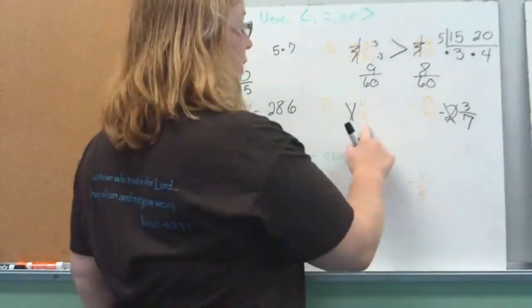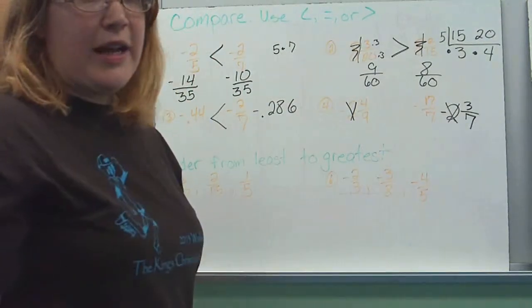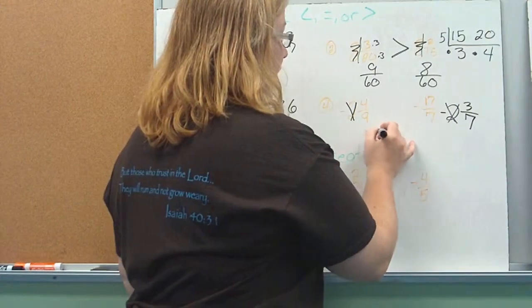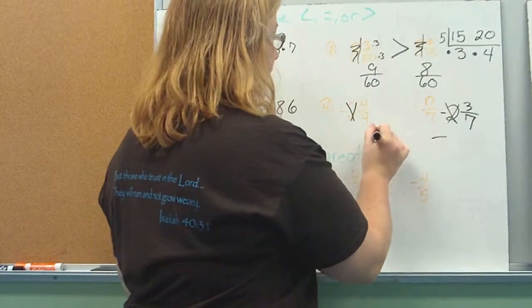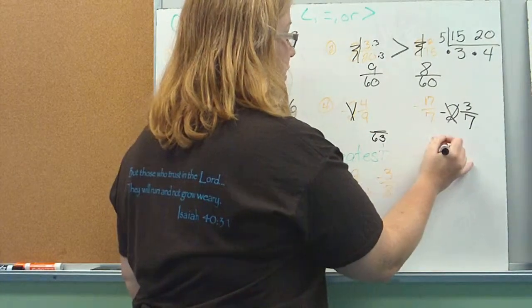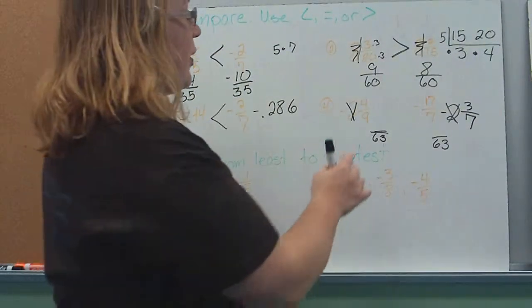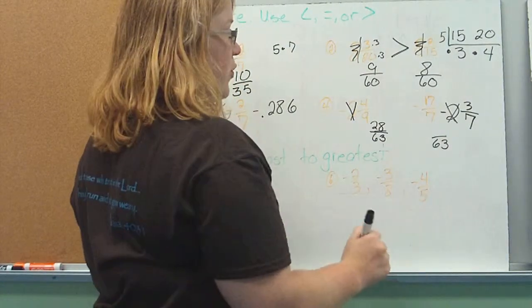So again, we want to look for our least common multiple between 9 and 7. I notice 9 and 7 don't have any factors, so that means I'm going to have to multiply them together to get my least common denominator. 9 times 7 gives me 63. So 63 is actually going to be my least common denominator for these. So I multiplied 9 times 7, so I need to multiply the top by 7. 4 times 7 is 28.